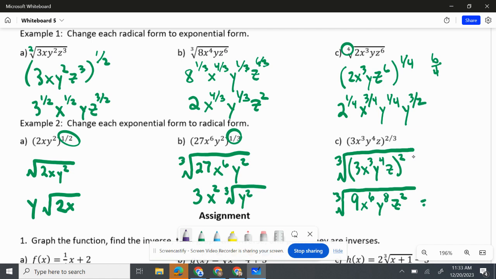Now, we can't simplify 9, so we keep it inside the cube root. Cube root of x to the 6th is x squared. The cube root of y to the 8th is y squared, and the z stays as z squared. Now, just to clarify about the y, if we're finding the cube root, and y to the 8th means that there are 8 y's.